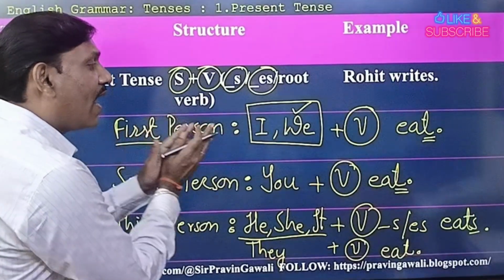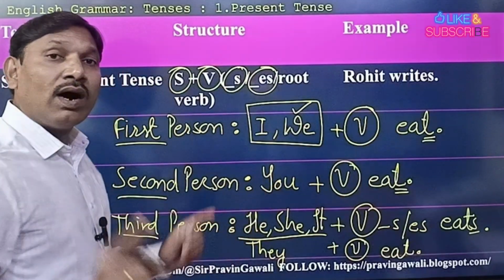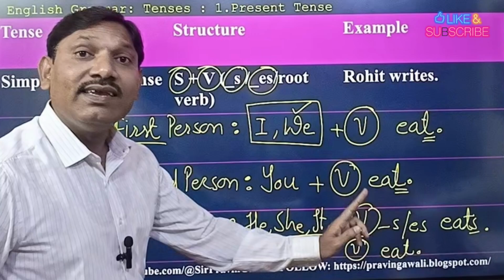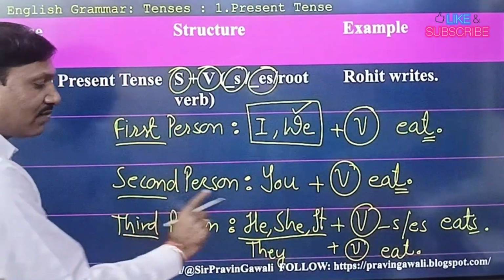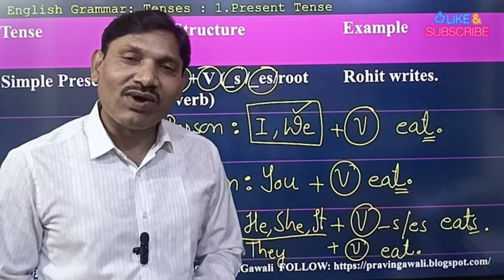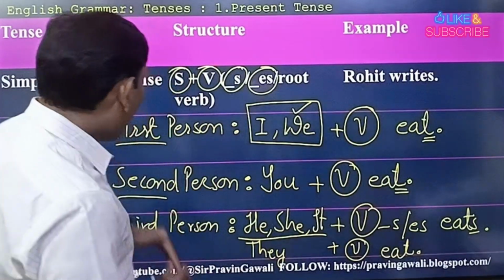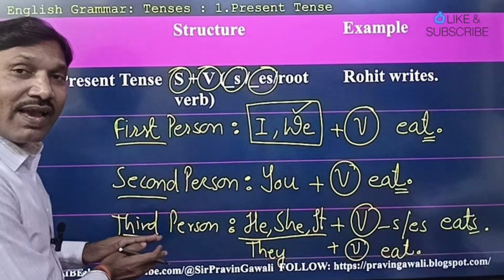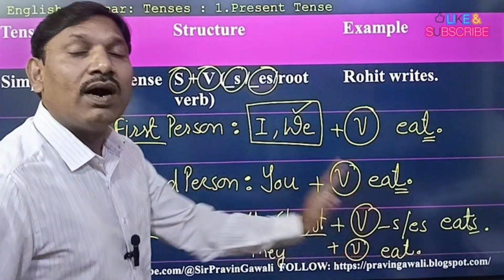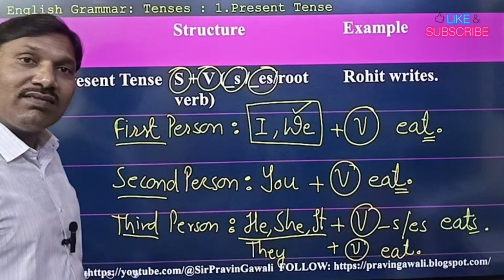If it is first person, I, we, the verb will be in root form. If it is second person, you, the verb will be in the root form. Third person, he, she, it, the verb will take s or es. Otherwise, third person they, meaning plural, the verb will not take s or es. Students, have you understood? This is very, very important to understand. It means that as per the personal pronouns, we have to change the verb, or we have to add s or es to the verb.